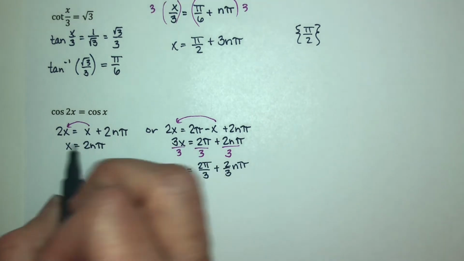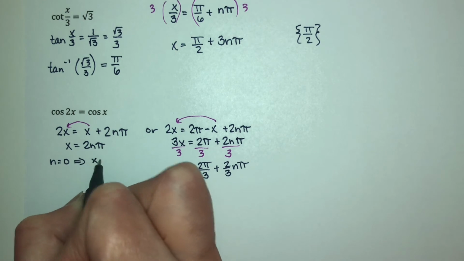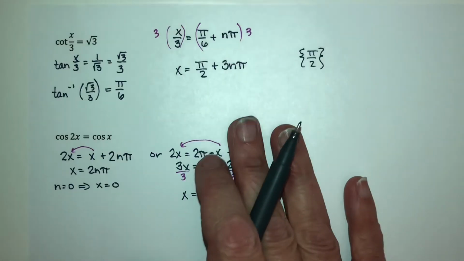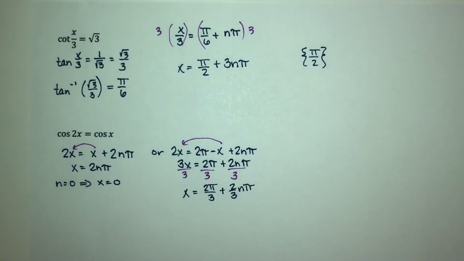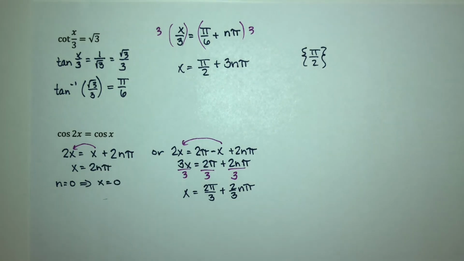Well, here, if our n value is 0, then our x value is 0. And if n is 1, then we have 2 pi, and our solutions are supposed to be between 0 inclusive and 2 pi with a parenthesis, so not included. So 0 is the only solution we get from this set of possibilities.